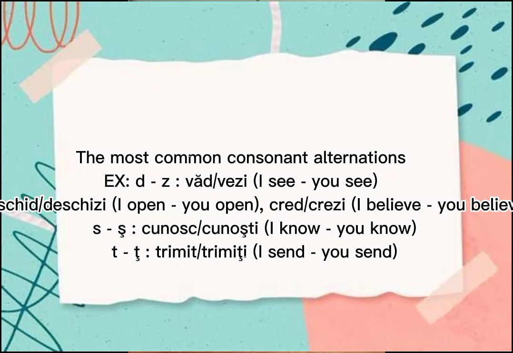The T turns into ch, for example, tremit, tremitche, which means I send, you send. All the consonant alternations occur in the second person singular. For example, vad, vezi, which means I see, you see. Present ending as produces a consonant alternation.